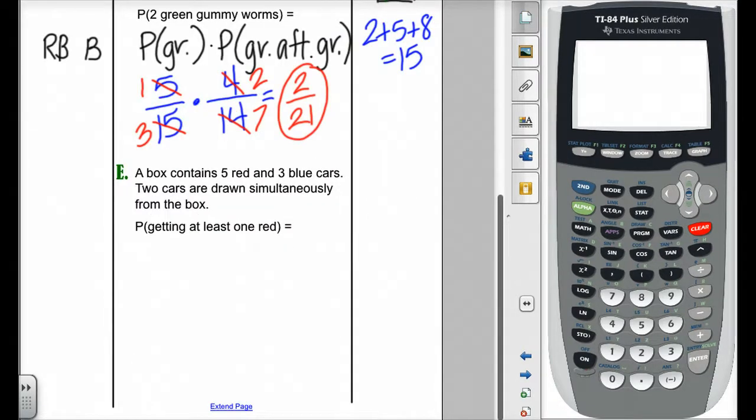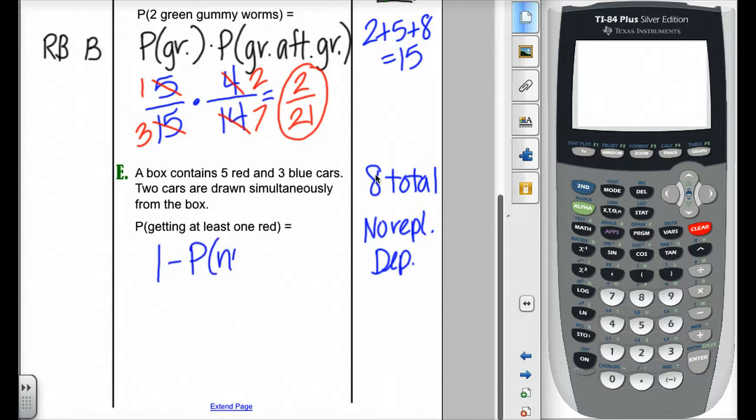Let's now take a look at our final example. We have a box containing 5 red and 3 blue cars. We have 2 cars that are drawn simultaneously from the box. So we need to find the probability of getting at least 1 red. So this means that I have 8 total cars, and because there is no replacement, this makes it dependent. And so the probability of getting at least 1 red means 1 minus the probability of getting no red. Because as long as there's 1 red, we're good.